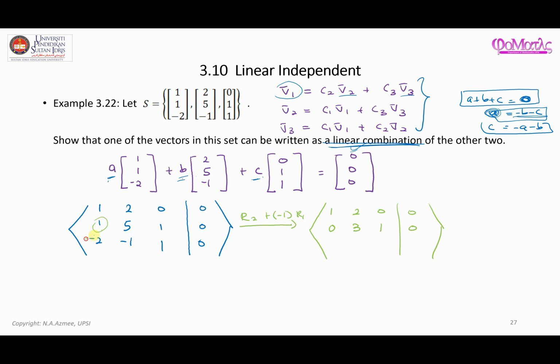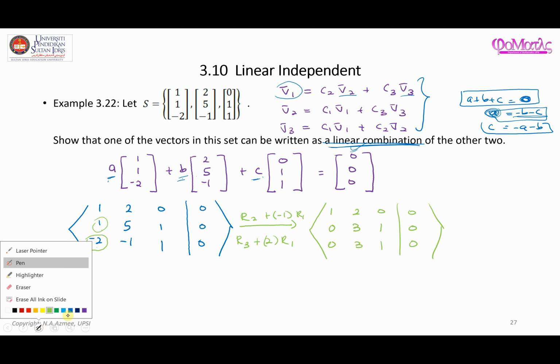Also, I'm going to change this part to be 0 as well, and I'm going to do this process at the same stage right now. So I have R3 plus 2 R1. Therefore, negative 2 plus 2 will be 0. Negative 1 plus 4 is 3. 1 plus 0, this is just 1, so here is 0.